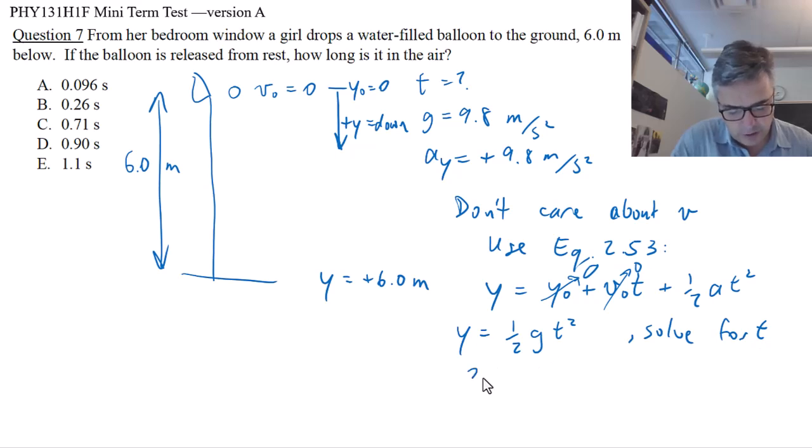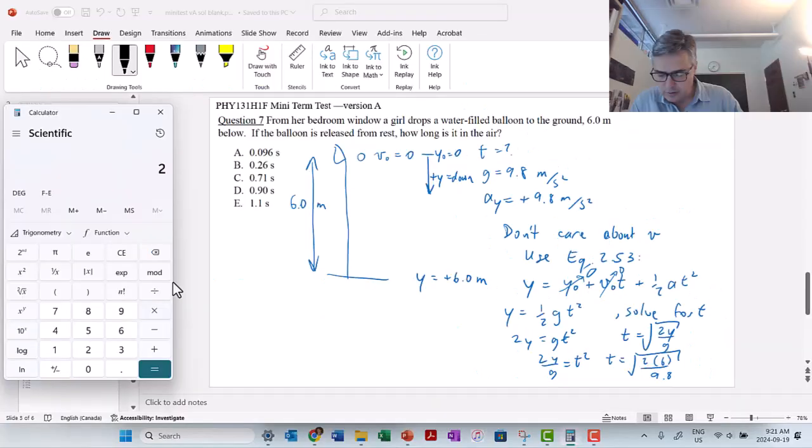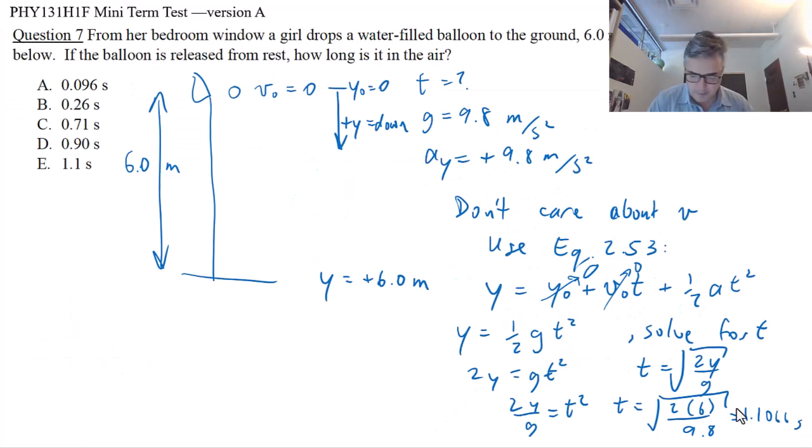Let's just rearrange. 2 times y is g t squared, so 2y over g equals t squared. So t is equal to the square root, and it'll be a positive number, of 2 times y divided by g. So t is equal to the square root of 2 times 6 divided by 9.8. That gives 1.1066 seconds, and that's closest to E.